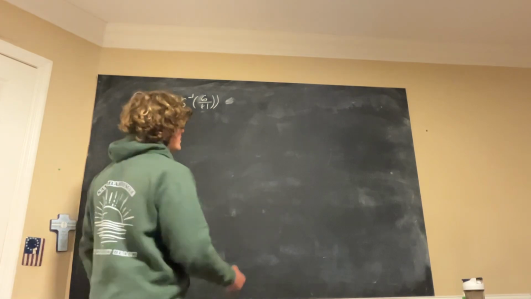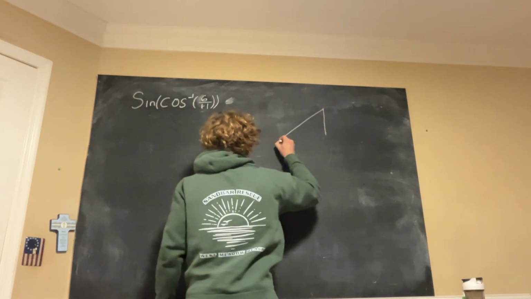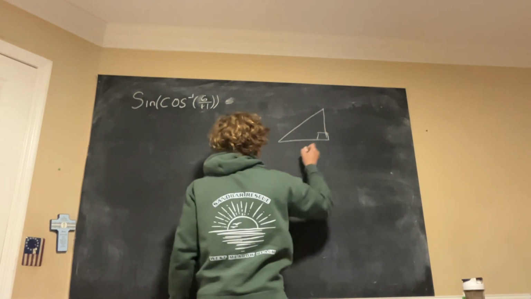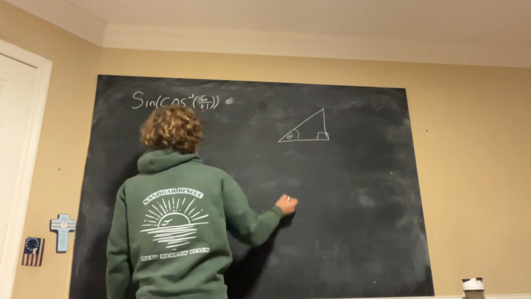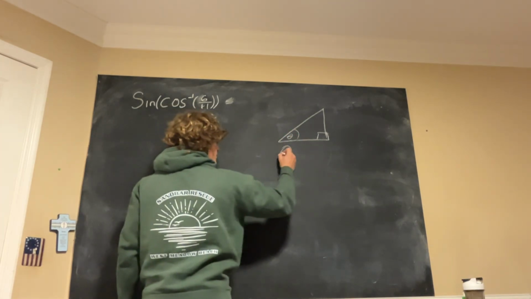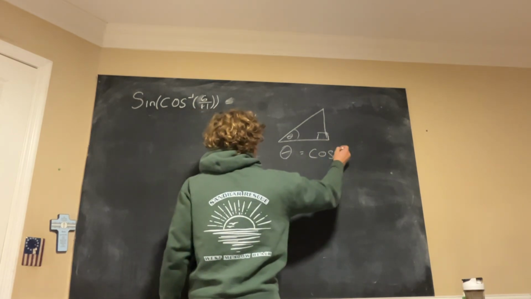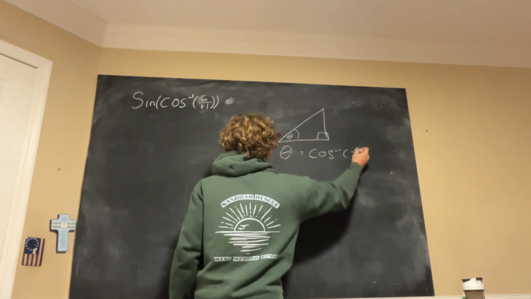Now to begin, let's just draw out a triangle over here. We will make this a right triangle. So this right here is 90 degrees, and this, let's call this theta. So let's say that our angle theta is equal to the cosine inverse of 6 divided by 11.